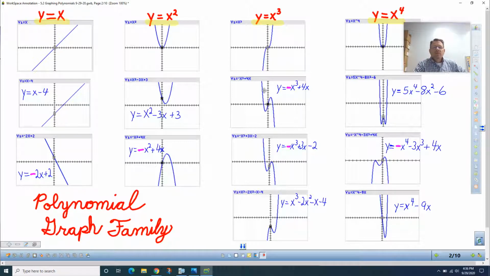Okay, so let's look at the parent function for the quartic. So this has an absolute minimum, doesn't it? That y value right there is the absolutely lowest spot up and down that you can go.